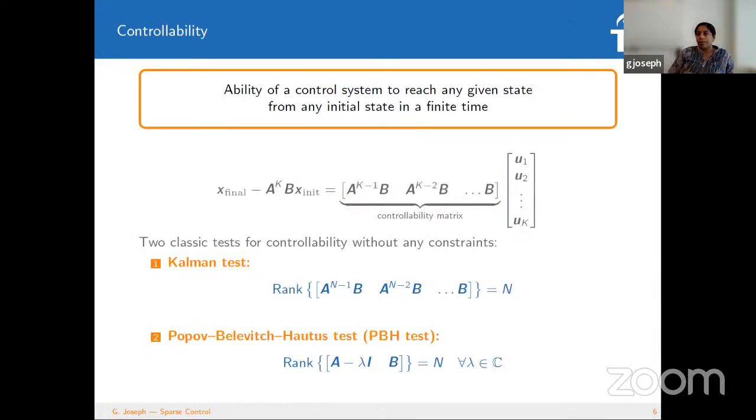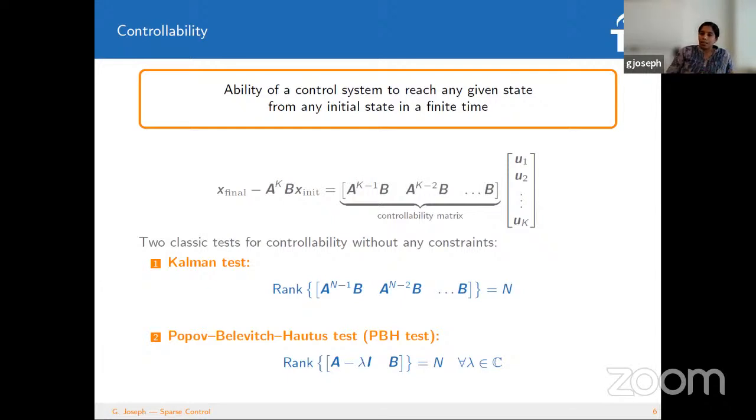What is controllability? Controllability is the ability of a control system to start from any given state and to reach any other given state. So for any initial state X init, and for any final state X final, we should be able to find control inputs that can take you from X init to X final, in finite time. And let's say you're reaching X final at K time steps, capital K time steps.